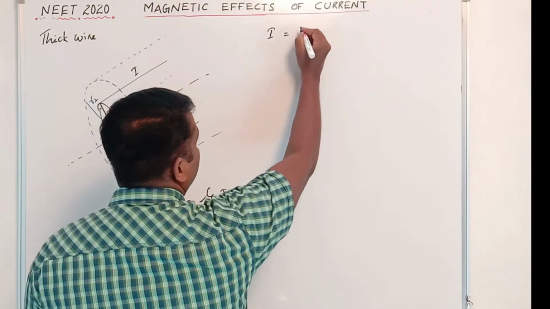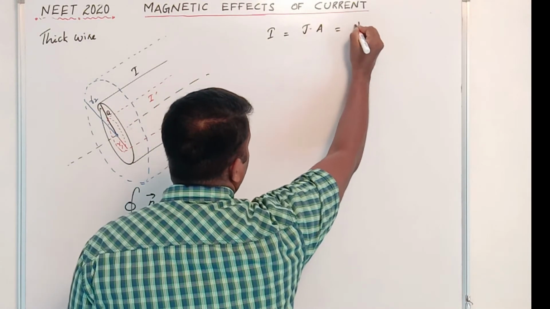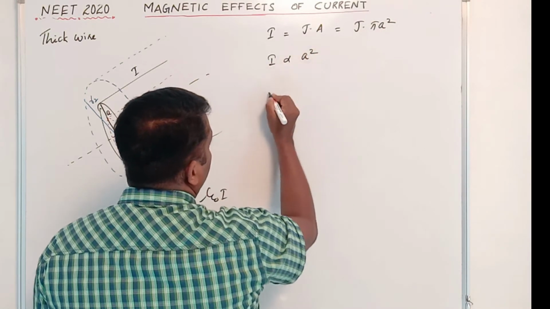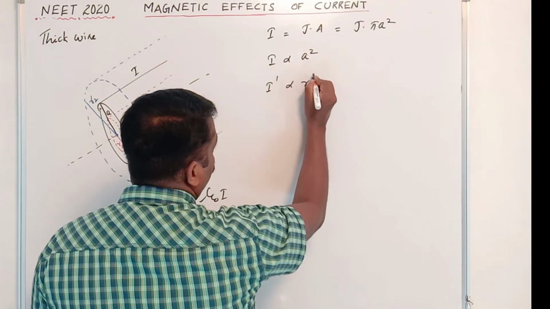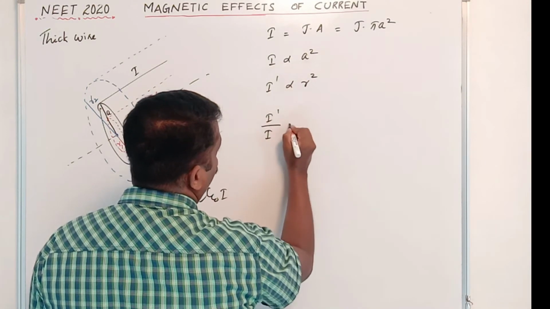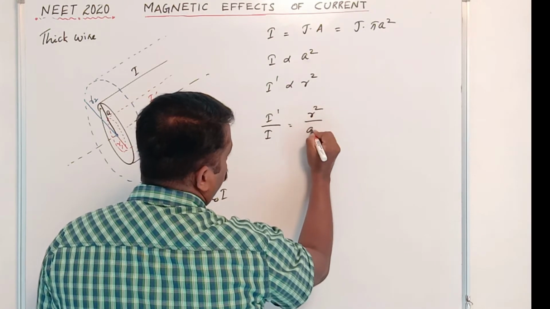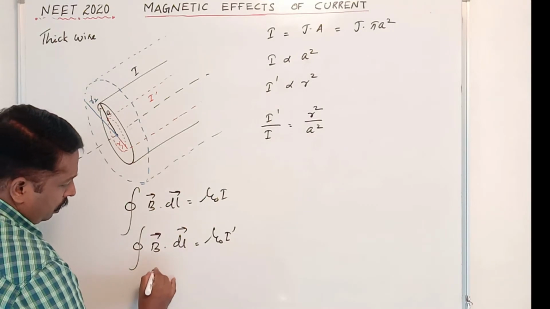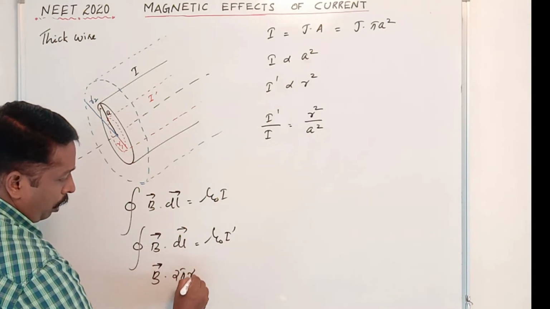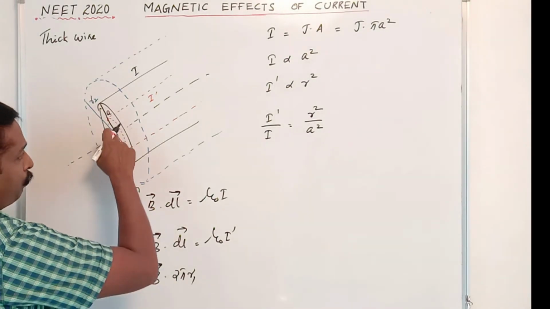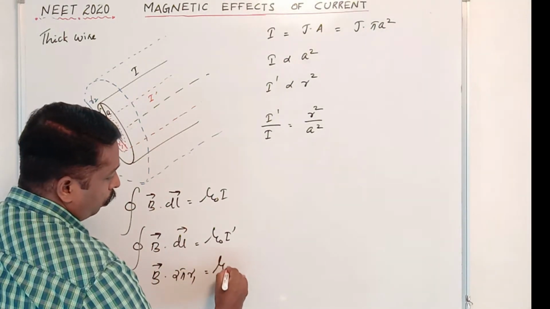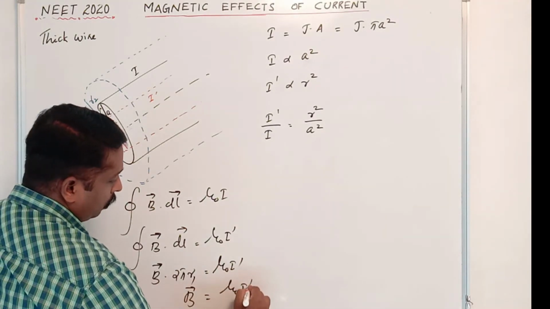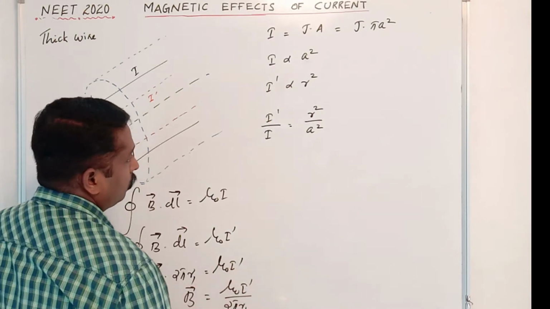So we have I is equal to J dot A, that is J dot pi A square, or I proportional to A square. So I dash is proportional to small r square, then I dash by I is equal to r square by A square. From this, B dot dl, closed integral dl gives 2 pi r1 for the conductor of radius r1, that is equal to mu 0 I dash. Then B is equal to mu 0 I dash by 2 pi r1.